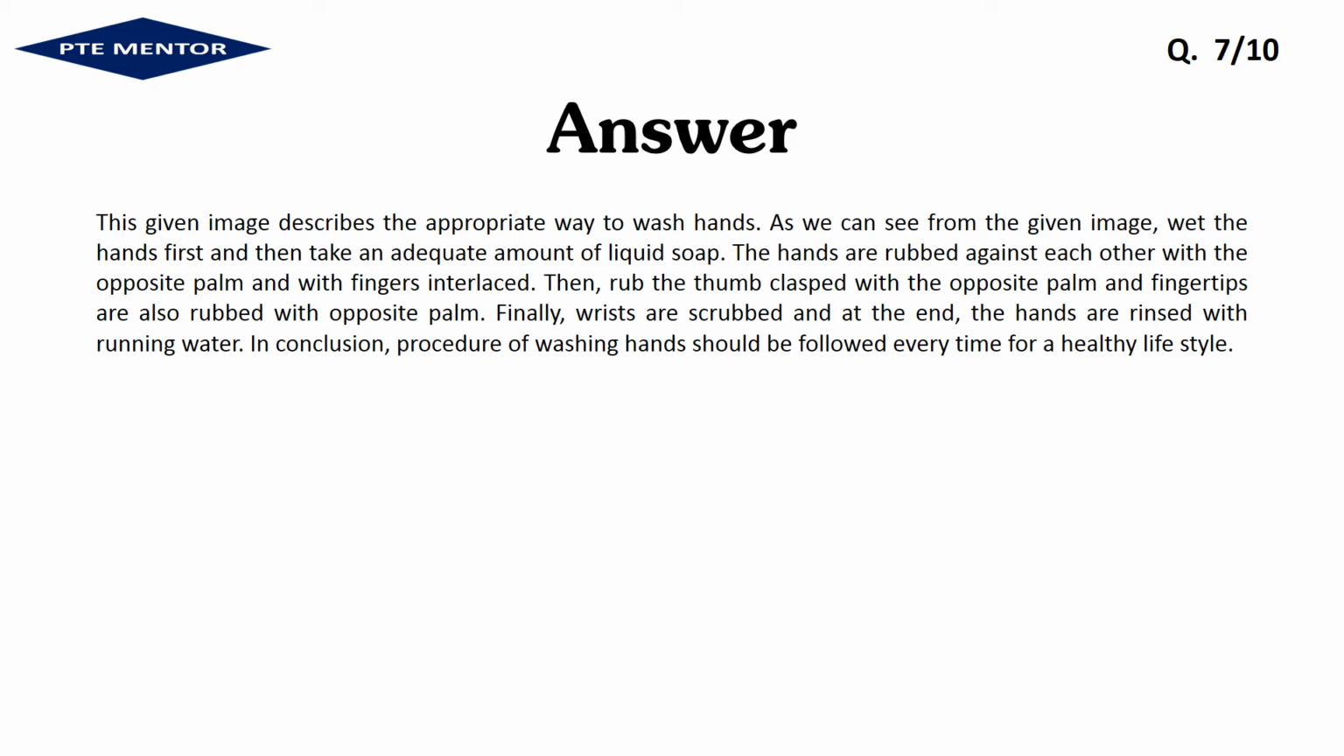Then, rub the thumb clasped with the opposite palm and fingertips are also rubbed with the opposite palm. Finally, wrists are scrubbed and at the end, the hands are rinsed with running water. In conclusion, the procedure of washing hands should be followed every time for a healthy lifestyle.